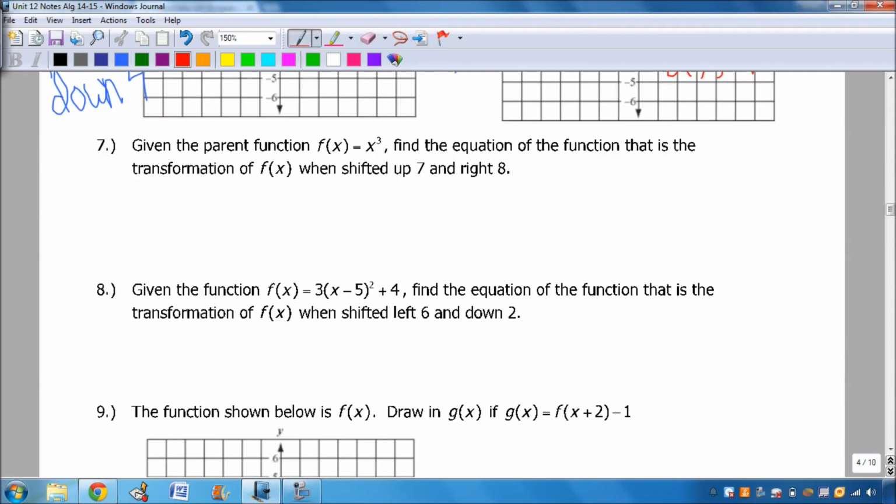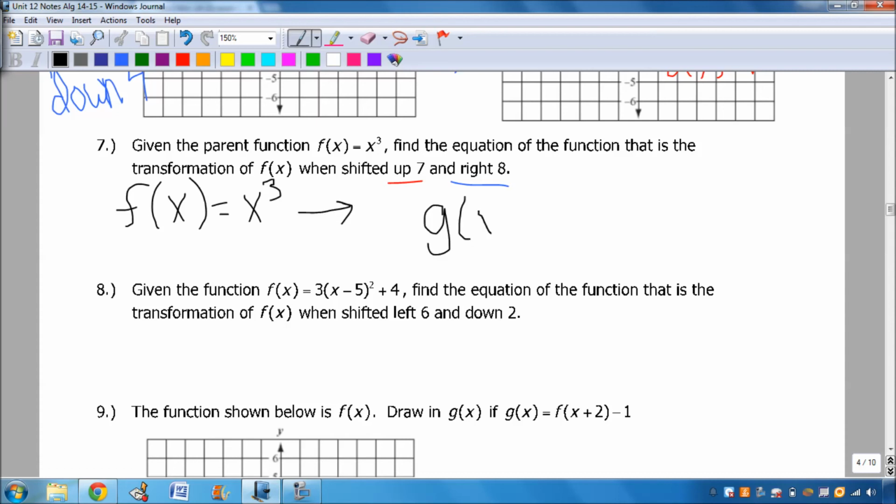We are almost there. So question number 7 says, given the parent function f of x equals x cubed, find the equation of the function that is the transformation of f of x when shifted up 7 and to the right 8. So our original function is f of x equals x cubed. How do I figure out what our new function is going to be?